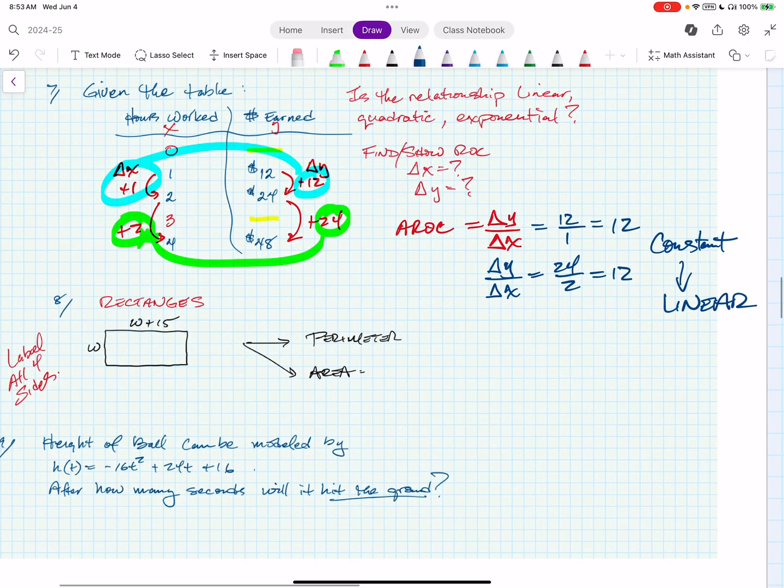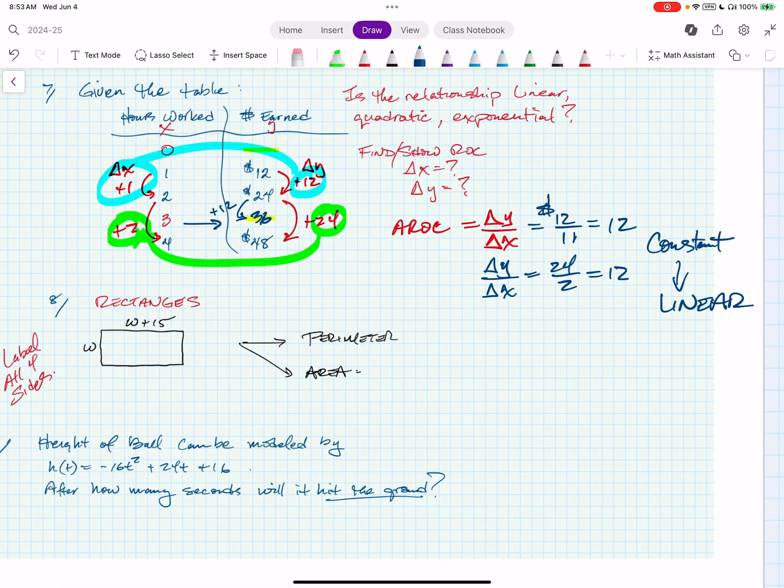So then they're going to ask you maybe some other questions, like what's the money earned after 3 hours of work? Well, you can simply add 12, right? So 24 plus 12 is 36. So I have 3 hours work there. You're going to earn 36 bucks. Why? Because 3 times 12 is 36. In this case, you're making $12 per hour. Okay, that's what the rate of change is, $12 per 1 hour worked. It's called the hourly wage, hourly rate, or hourly wage.